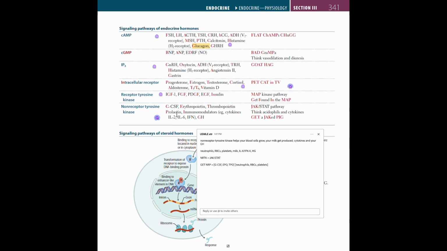And you can just remember the last three here with PIG. And just remember, okay, prolactin, all those ILs, IL this, IL that, interferons, all of these immunomodulators, all going to be non-receptor tyrosine kinase. And then growth hormone as well is going to be a non-receptor tyrosine kinase.